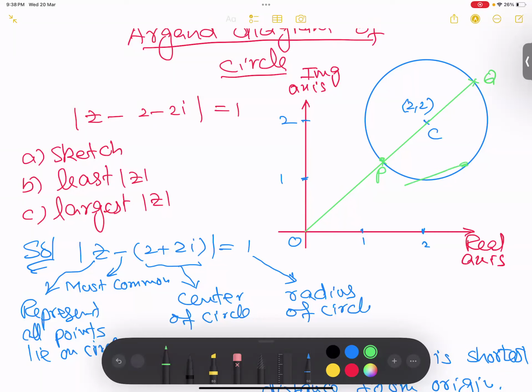Is this farthest? No, not at all. What about this? Not at all. What about this? Not at all. So you can say that exactly the opposite side is the largest modulus, represented by Q, and the least modulus is represented by P. So that is fine. So let's see now how we can get it.